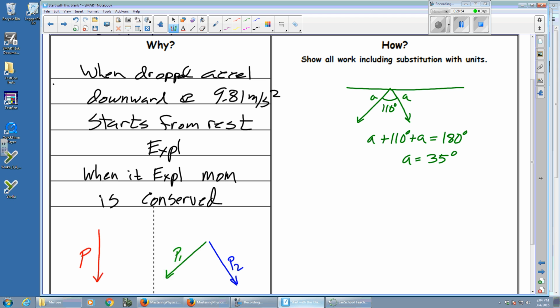35 for me. 70 plus 110. So I'm going to draw, let's see, P1. It's going to have a horizontal and vertical part. This will be 35 degrees. I'm going to call that P1 again because they're the same size. Maybe I should call it P2. All right.